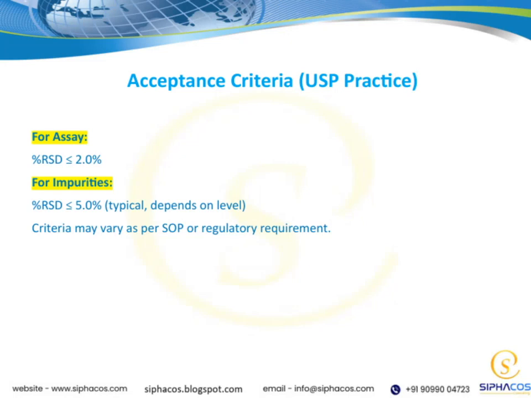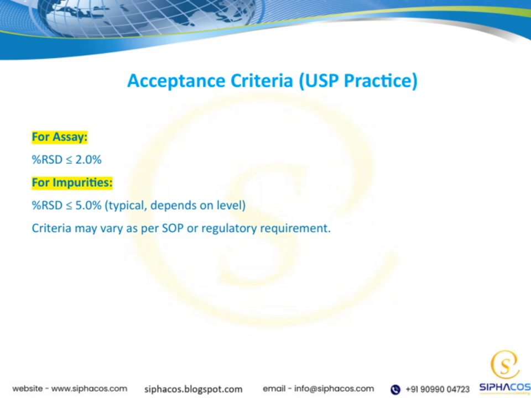Now let's move on to the acceptance criteria, specifically for the USP practice. When it comes to assay, we aim for a % RSD, or relative standard deviation, of 2% or less. This means our method should be very reproducible, ensuring consistent results across multiple runs. For impurities, the criteria are slightly more lenient, with a typical % RSD of up to 5%. However, it's important to note that this can vary depending on the level of impurities and specific requirements.